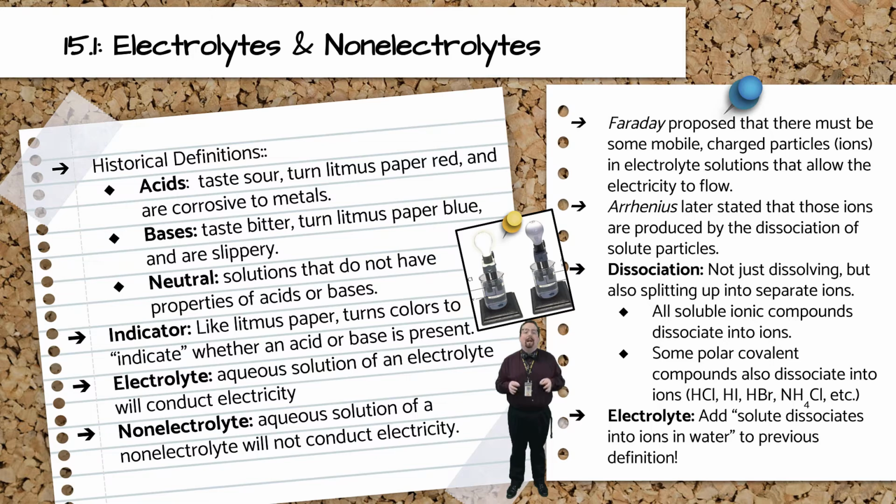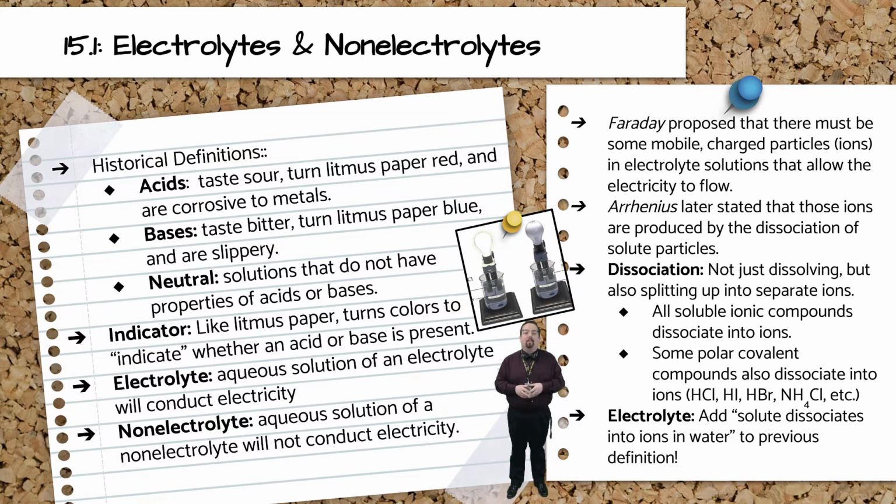All soluble ionic compounds will dissociate into ions. Some of the more polar covalent compounds, such as hydrogen chloride, hydrogen iodide, hydrogen bromide, and ammonium chloride, will also dissociate into ions. Most covalent molecules, however, do not dissociate, they only dissolve into uncharged molecules.